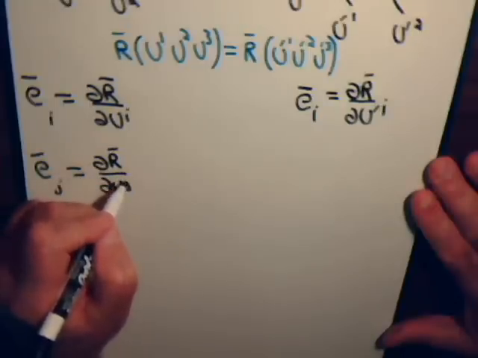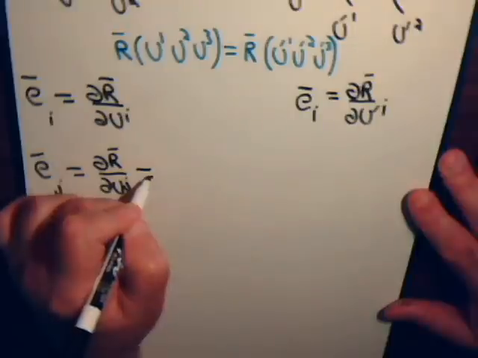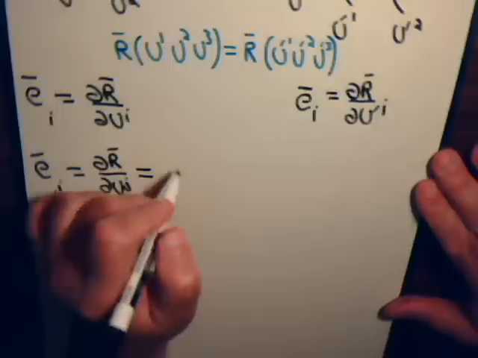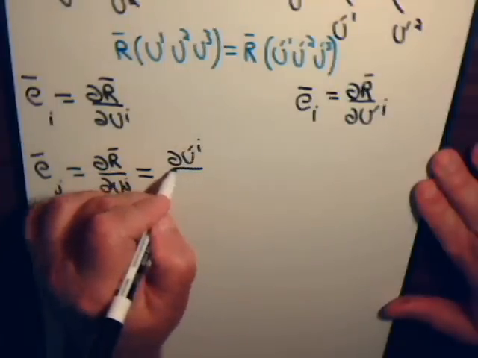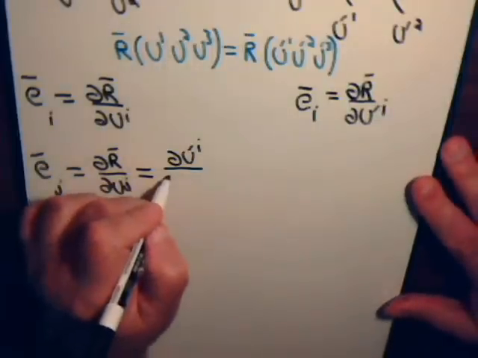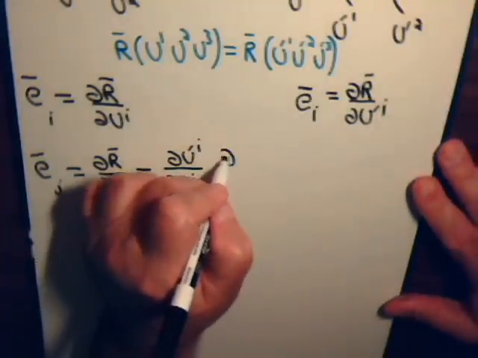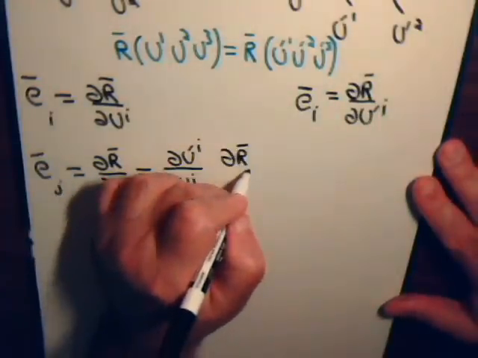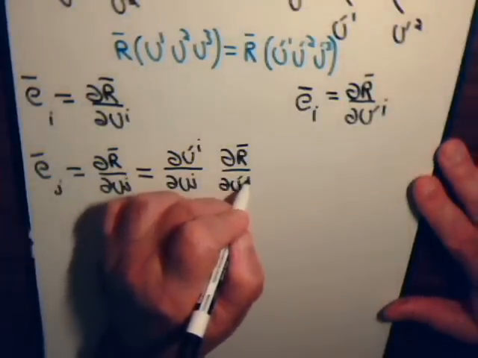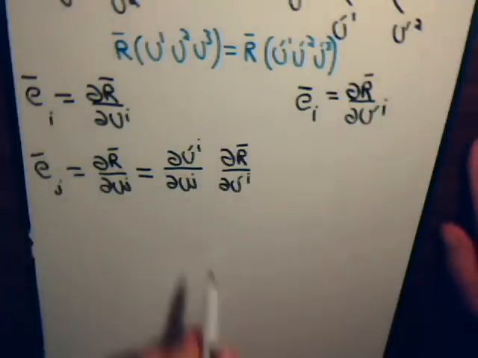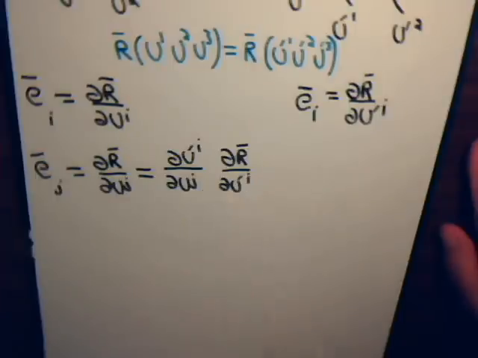with respect to uj. And now let's use the chain rule. We can write this in a slightly modified way. We could say, well, that would be the partial of u prime i with respect to uj, and then the partial of r with respect to u prime i. So when you use the chain rule, these just cancel out. We have the partial of r with respect to uj.